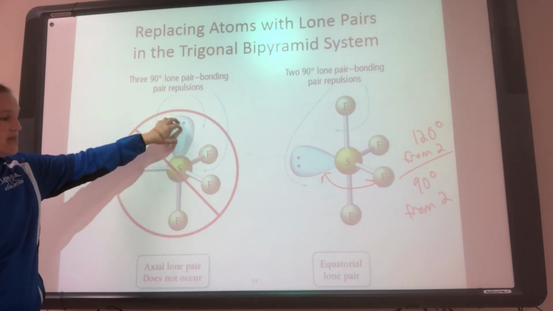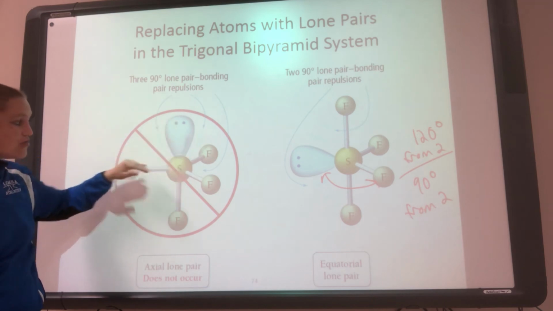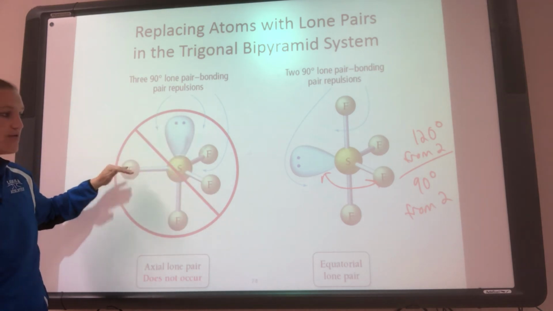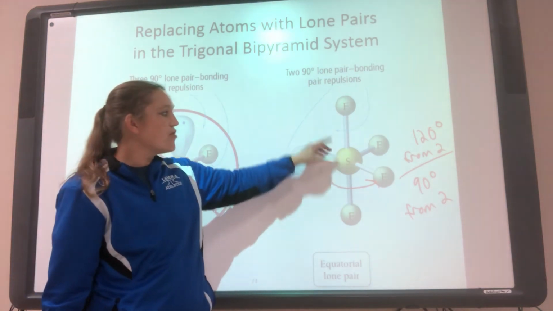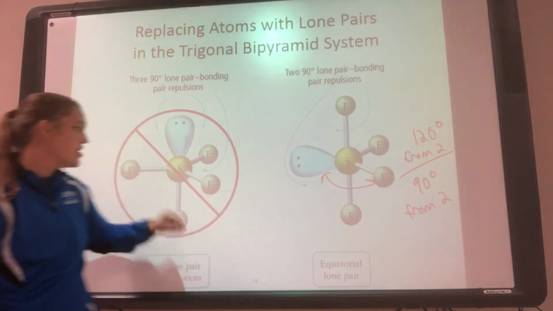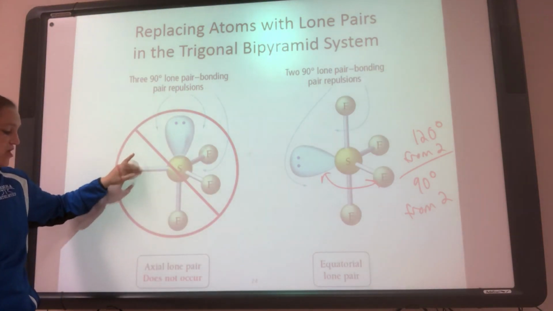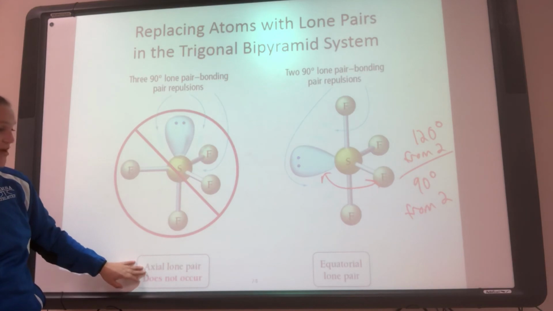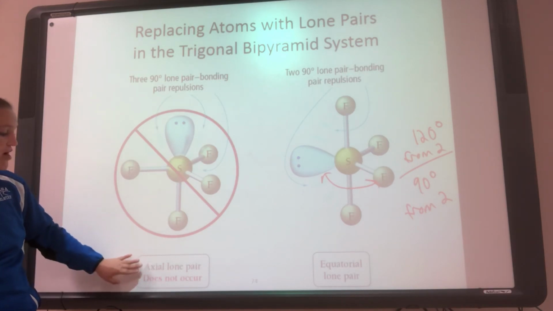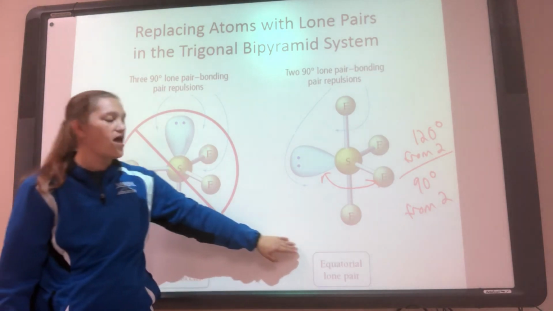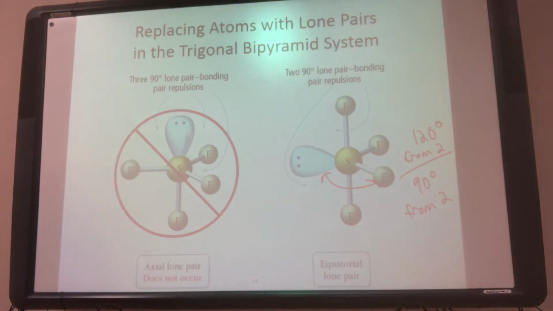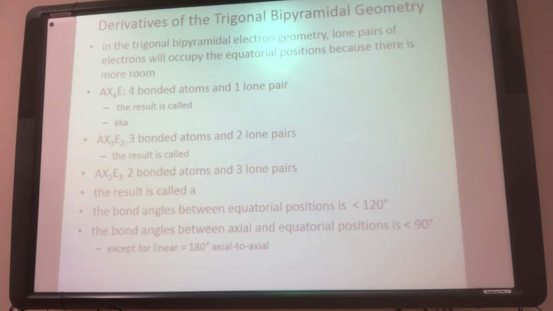So if I put it in the axial position, I'm closer to more of the atoms than if I were here. Here I'm only 90 degrees from two things. Here I'm 90 degrees from three. So we don't want to put the lone pair in the axial position. The lone pair is always going to go into the equatorial position. Okay? So lone pair always goes into the equatorial position. All right, so let's go back.